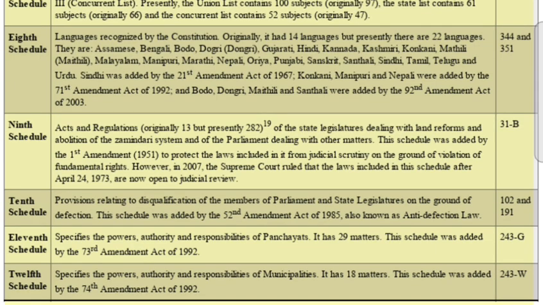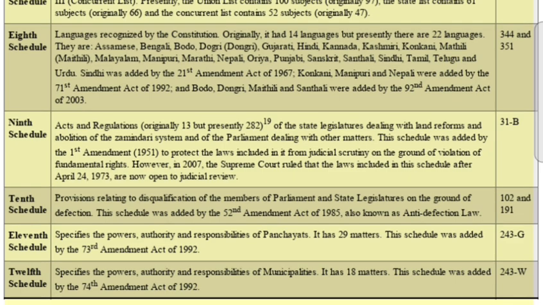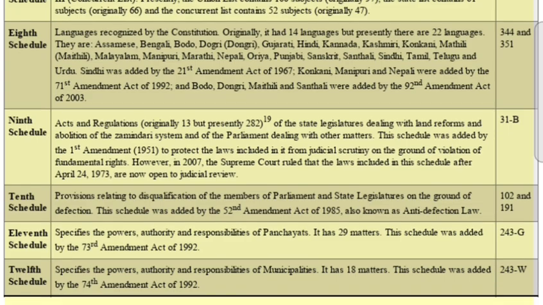They are Assamese, Bengali, Bodo, Dogri, Gujarati, Hindi, Kannada, Kashmiri, Konkani, Maithili, Malayalam, Manipuri, Marathi, Nepali, Oriya, Punjabi, Sanskrit, Santali, Sindhi, Tamil, Telugu and Urdu. Sindhi was added by the 21st Amendment Act of 1967, Konkani, Manipuri and Nepali were added by the 71st Amendment Act of 1992, and Bodo, Dogri, Maithili and Santali were added by the 92nd Amendment Act of 2003.